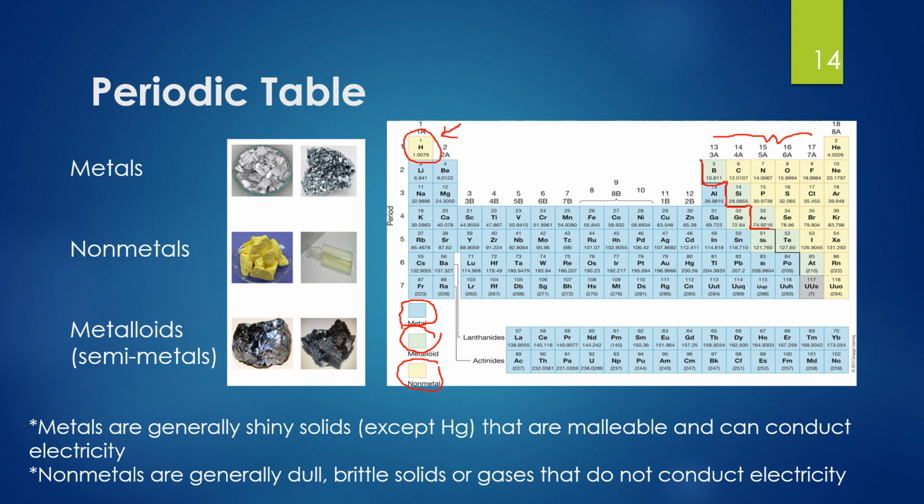Now, for the nonmetals, what do you need to know about nonmetals? The nonmetals are generally dull, brittle solids or gases. So they exist as both solids or gases. And that makes sense. If you look at the nonmetals, we got oxygen and hydrogen and helium, right? Those are all gases. But then when you get further down the periodic table and you get to iodine and bromine, those are going to be solids at room temperature, sulfur as well. And they do not conduct electricity. Okay, so that's the difference between the two. Metals can conduct, nonmetals cannot.